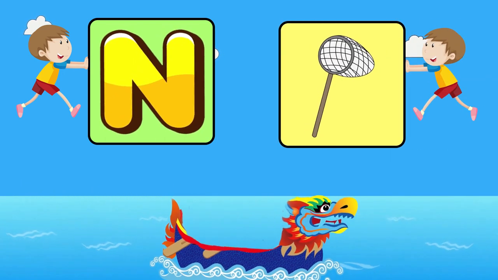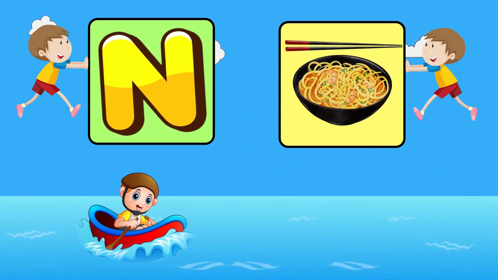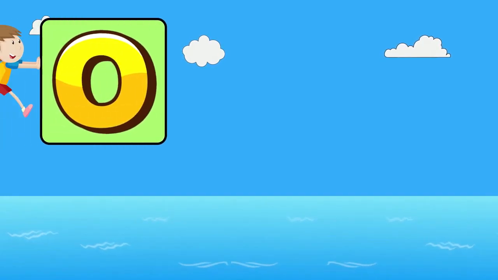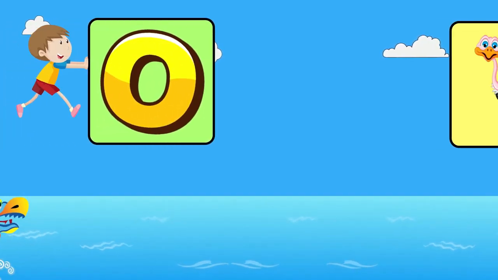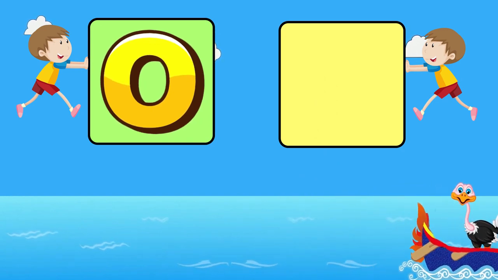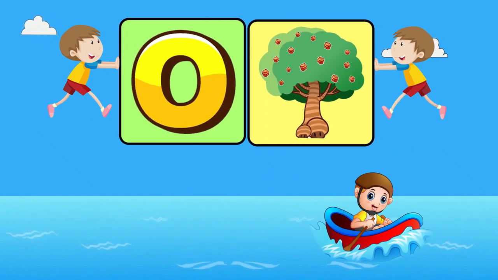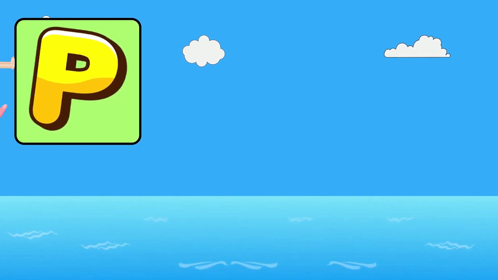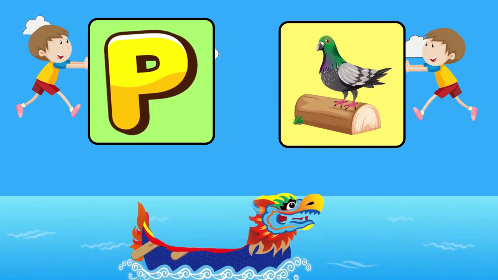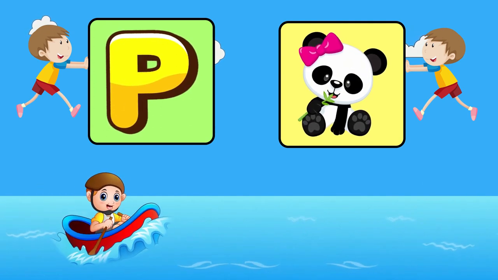M for net. N for noodles. O for ostrich. O for ox. P for pigeon. P for panda.